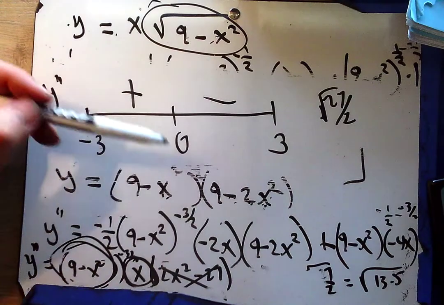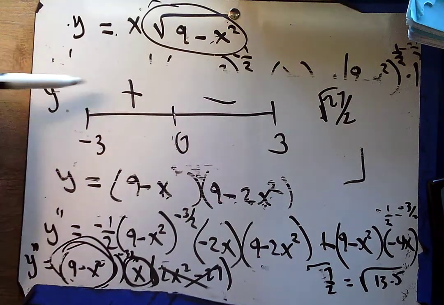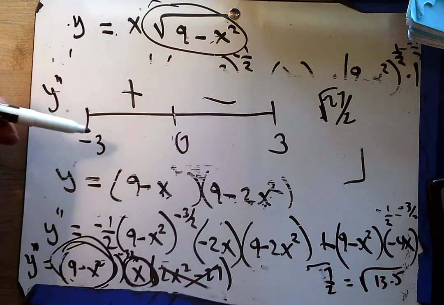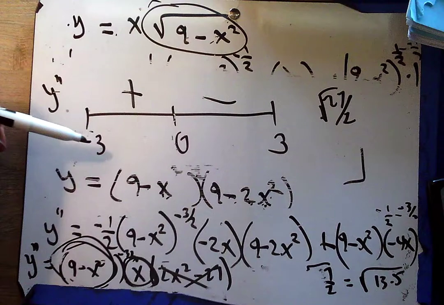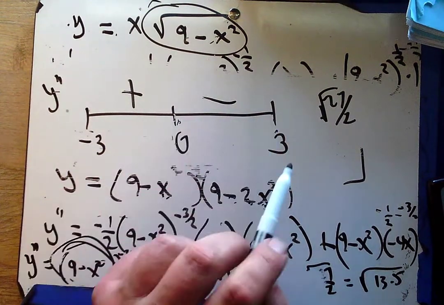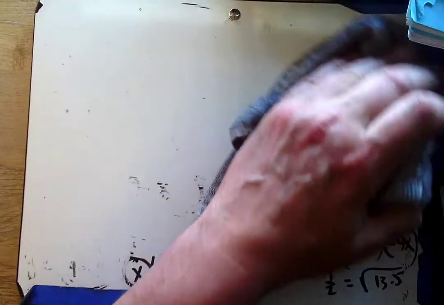And I can say I've got an inflection point at y because at x equals 0, y double prime changes sign. And I can say that y is concave up from negative 3 to 0, and y is concave down from 0 to 3. And I can write the justification for both of those.